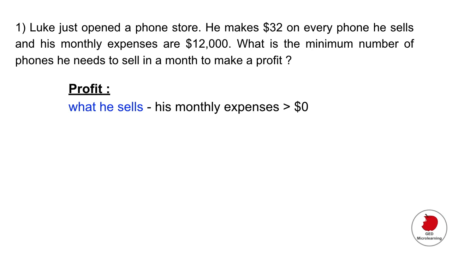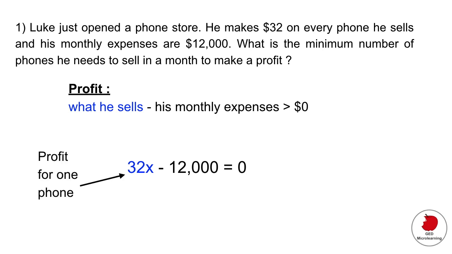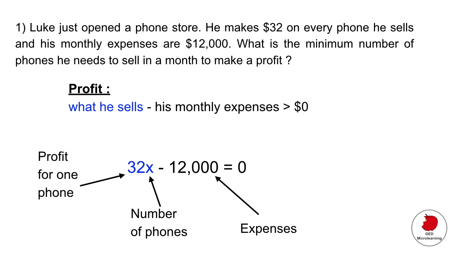Okay, so if he were to break even, so he doesn't make a profit, but he doesn't make a loss either, we would write the equation like this. Here, 32 represents what he makes per phone that he sells, okay, so $32, as they tell us in the question, and x represents the number of phones he sells. Then you would subtract $12,000 from that because that's the expenses. We would make this equation equal to 0 because that represents him breaking even. So for him to break even, this has to equal 0. For him to make a profit, it has to be more than 0.